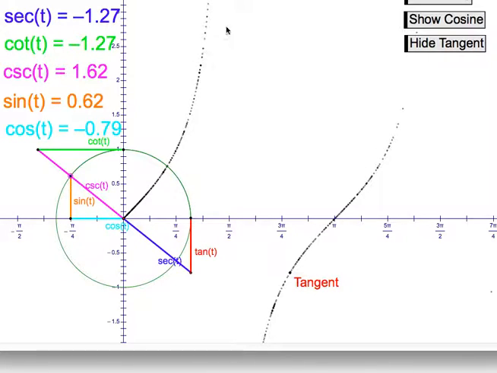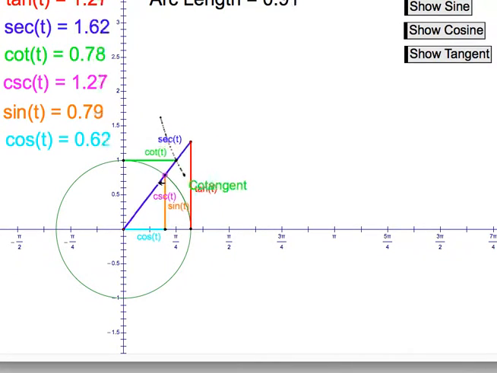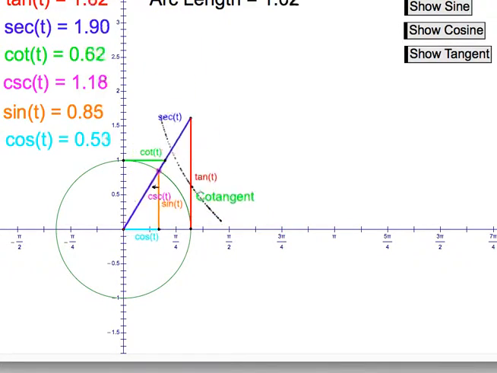Now I'm going to erase those markings. I'm going to erase those, and now I want to look at cotangent. You can see cotangent's here. It's this green bar, only I'm graphing it on the y-axis. So this represents cotangent when my angle is here. Now I'm going to drag this, and you can see what cotangent is going to look like.